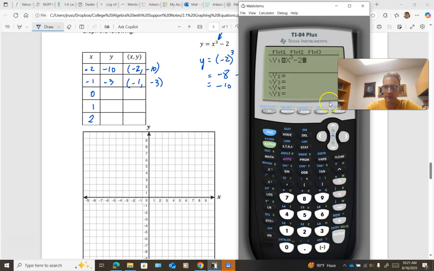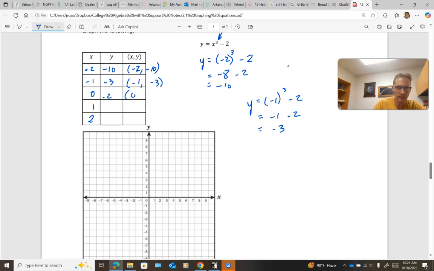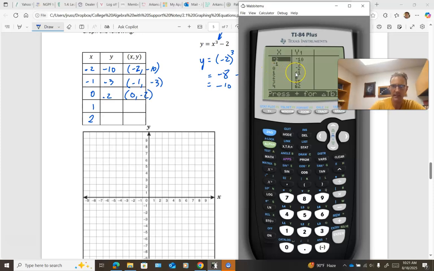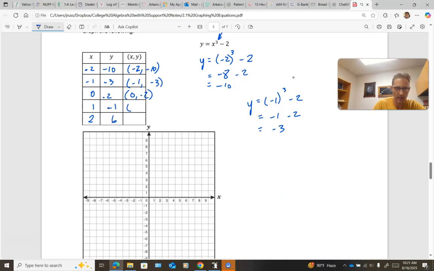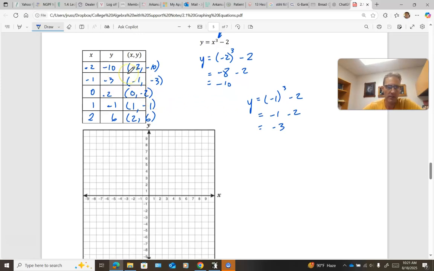Okay. And then we can go to the table again. And you can see those 2 ordered pairs are confirmed. Then we've got 0, -2. Let's see. We've got 1, -1, and then 2, 6. Now, when you're graphing these cubic functions in your homework, I think that you may need 4 points for these. Okay. All right, well, let's plot these ordered pairs.